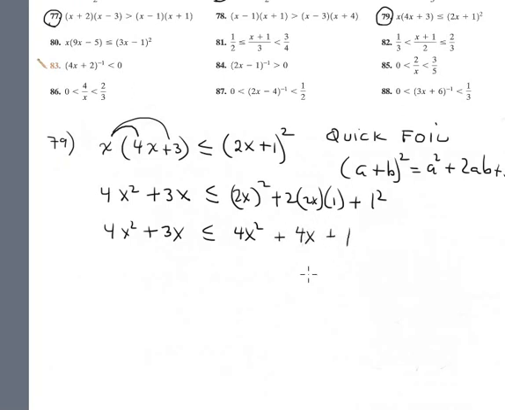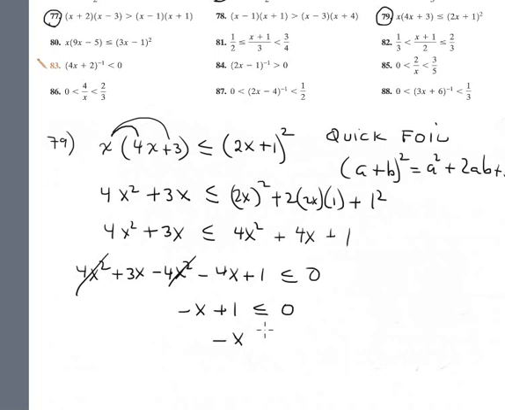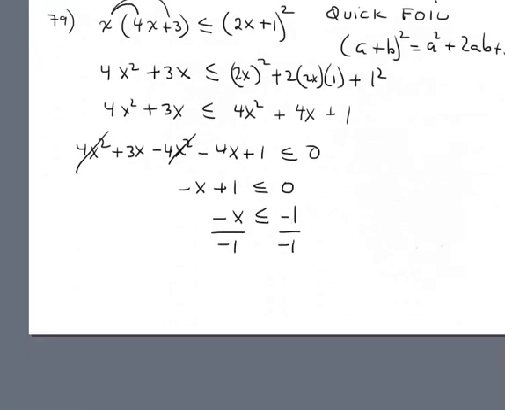The multiplication here is 4x plus 1. Okay, I put it in standard form. Everything to the left. The right-hand side must be 0. Okay, combine like terms. This cancels out. Perfect. This is minus x plus 1 less than or equal to 0. Minus x less than or equal to negative 1. Divided by negative 1 on both sides. x is greater than or equal to positive 1.